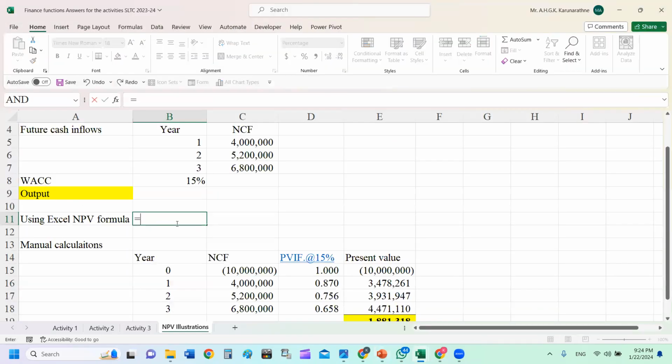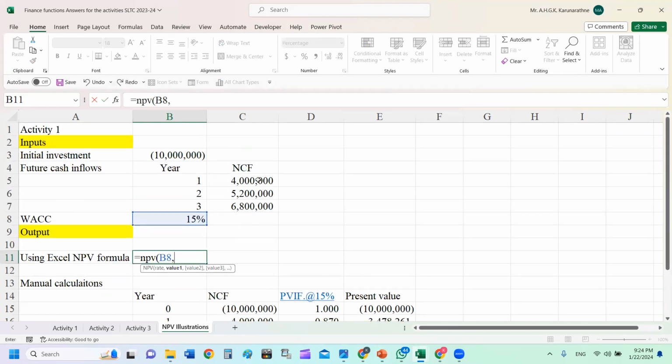Equal, very simple, NPV, close bracket. We have only one rate, the cost of capital. Give the rate like this, comma, value 1, value 2, value 3. Value 1 means my year 1 cash flow: this is the year 1 cash flow, year 2 cash flow, year 3 cash flow. Close the bracket. Enter.